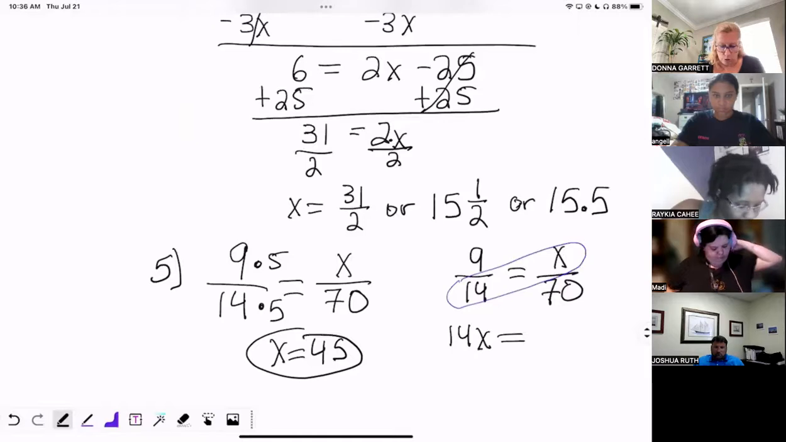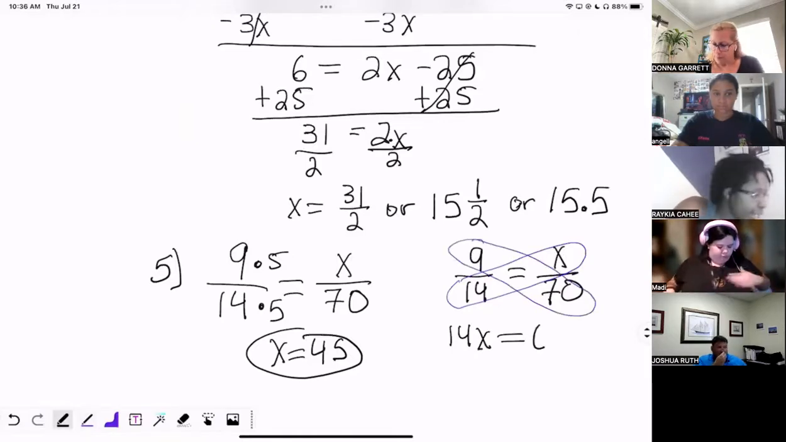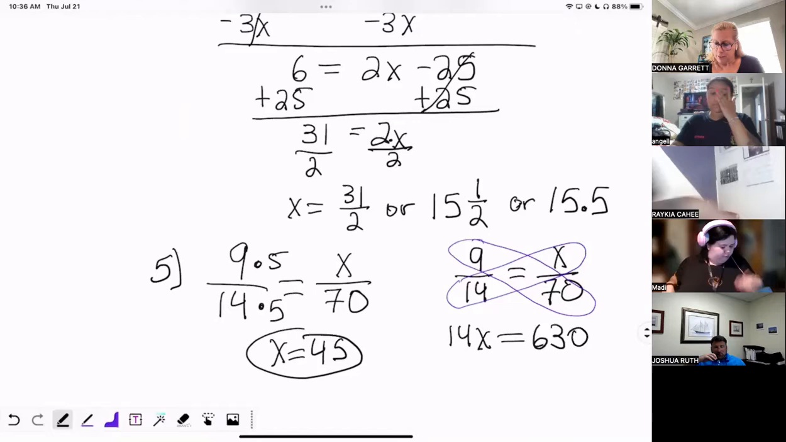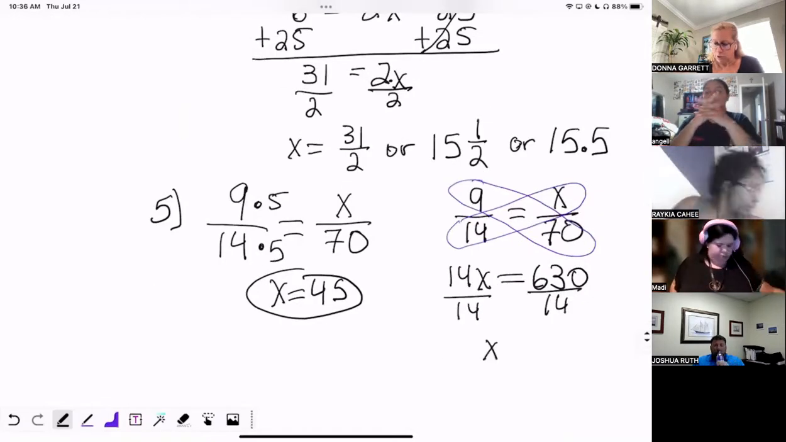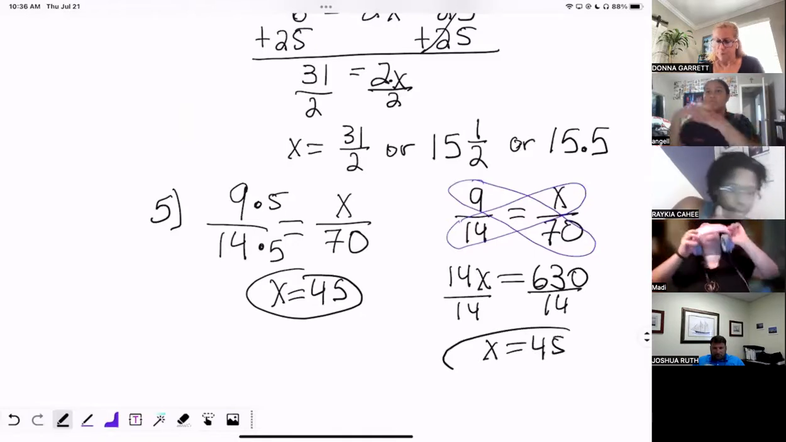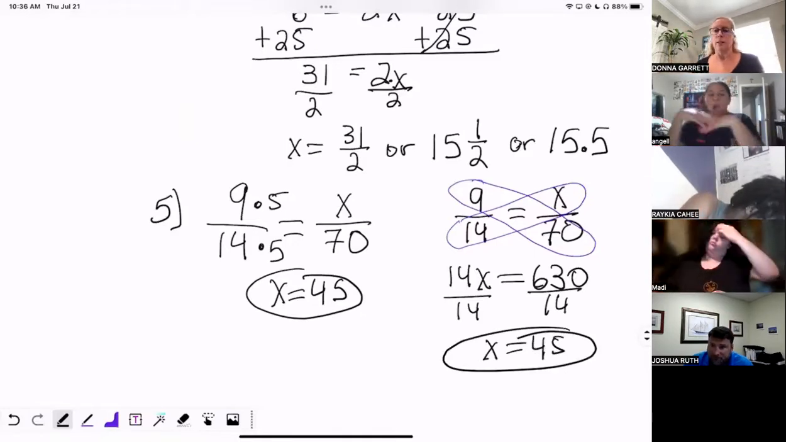X is equal to 630 divided by 14. And then we do the division, you'll also get 45. So kind of just where you see it.